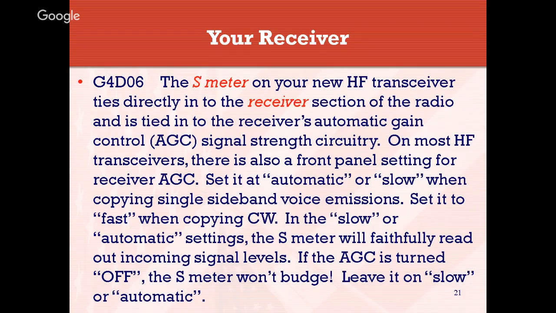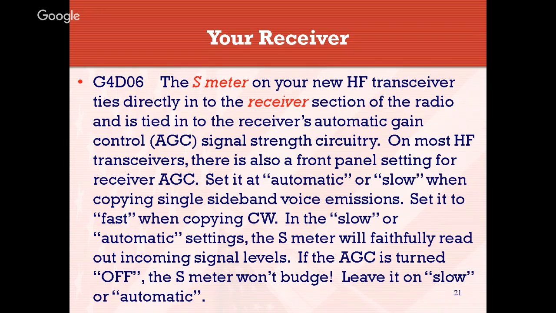All right. The S meter on your transceiver ties directly into the receiver section of the radio. We kind of covered this a little bit before as far as decibels and gain and things of that sort. It's tied into the receiver's automatic gain control, which is part of your signal strength circuitry. Most HF transceivers have a front panel setting for the receiver AGC. Set it at automatic or slow when copying single sideband voice emissions. But if you're doing CW, you want to set this to fast.